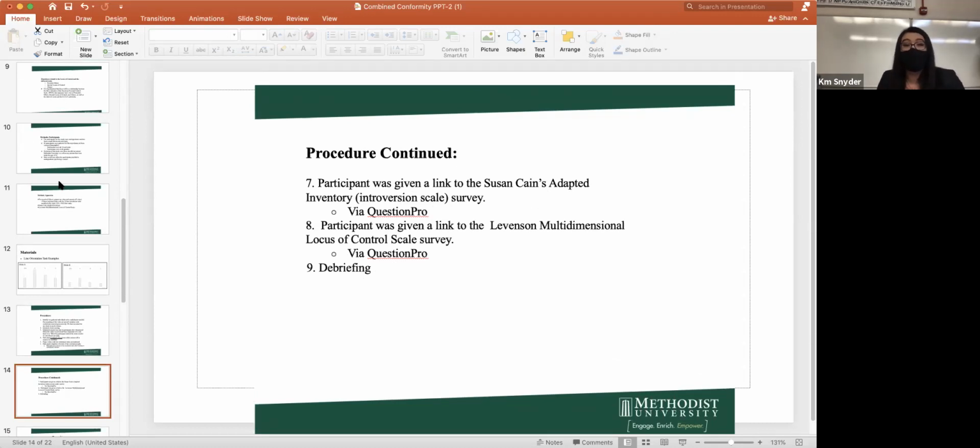Participants were then given a link to the Susan Cain Adapted Inventory survey via QuestionPro, and then they were given the Levenson Multidimensional Locus of Control Scale survey via QuestionPro as well. And then we debriefed them and thanked them for their time.